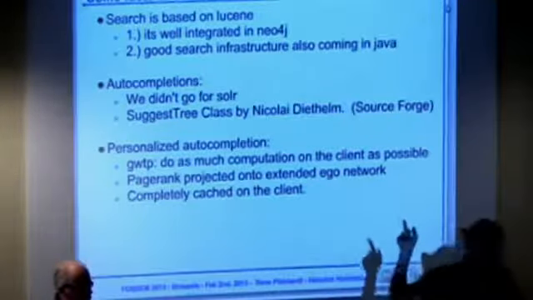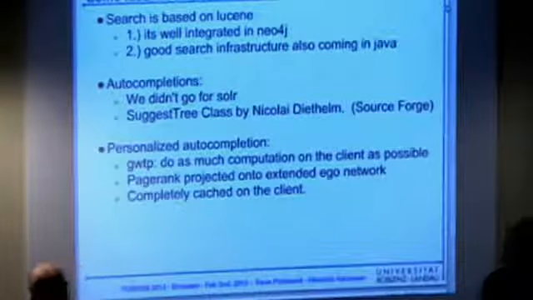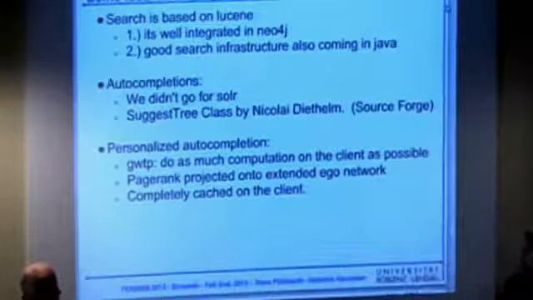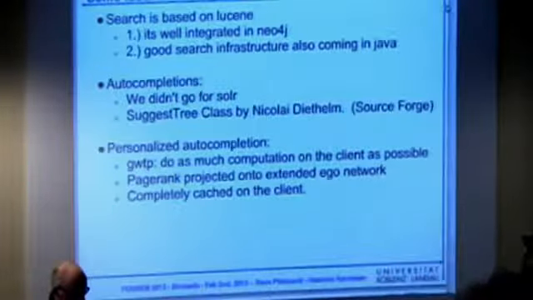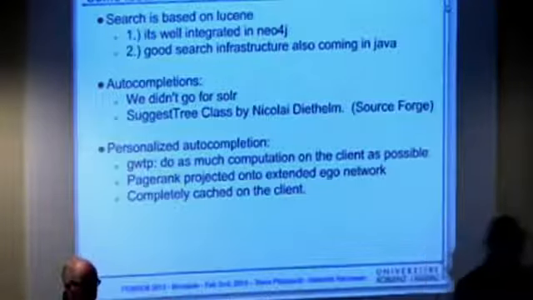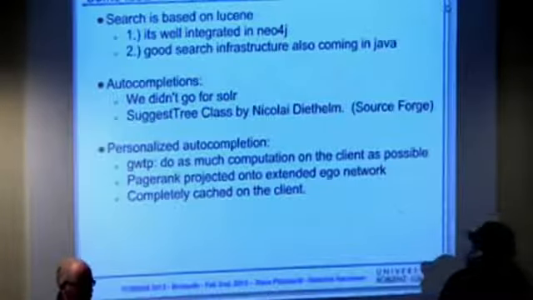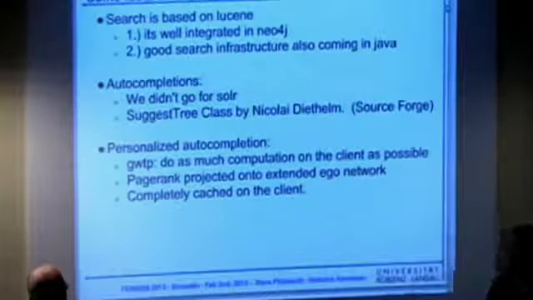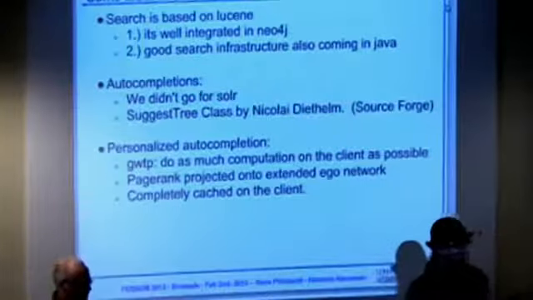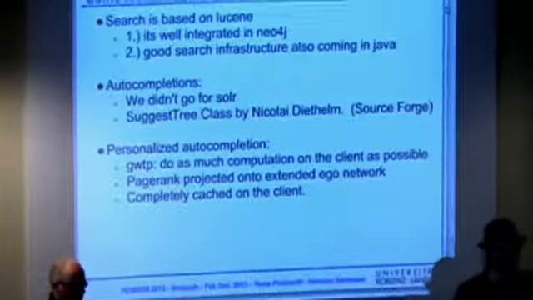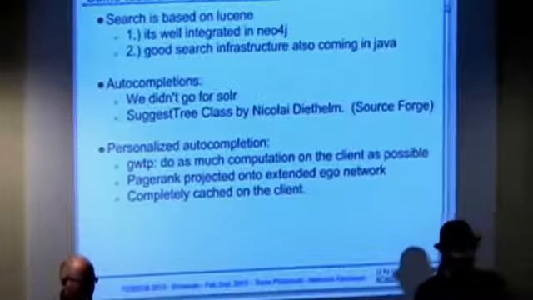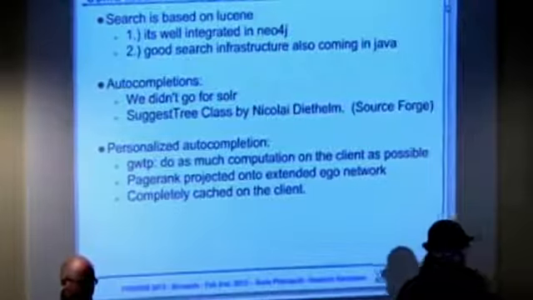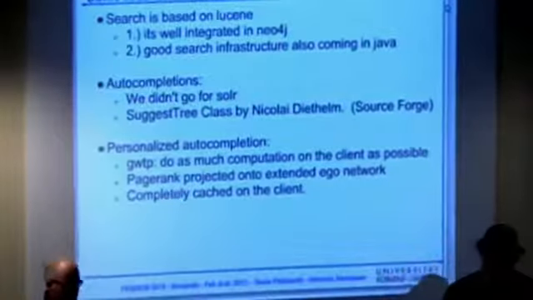So we use Lucene as a search technology, which is also nice because it's very well integrated in Neo4j. And for the autocompletion, everyone would say, well, you use Apache Solr. But we didn't do this. We used just this really plain, basic suggest-tree script written by Nikolai Diethelm. If anyone knows him, say thank you. I don't know who this guy is. There's this one script on SourceForge, nothing else. And it really is performant. Whenever you want to do autocompletion, this is the script and data structure to go.